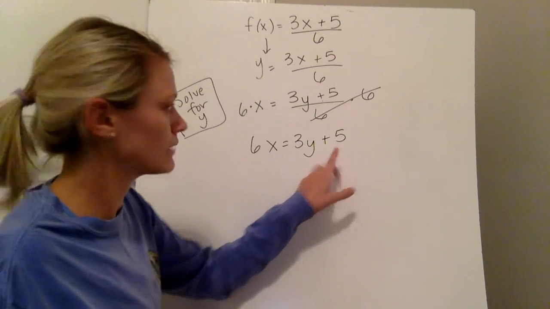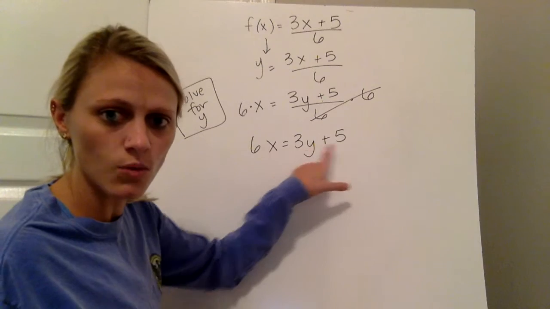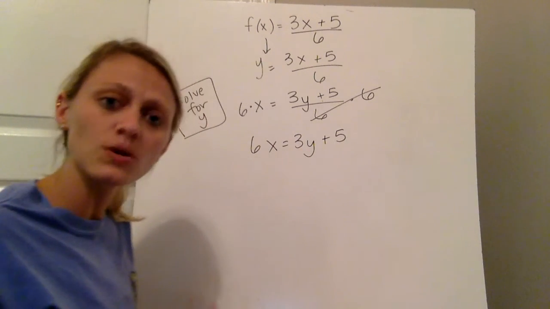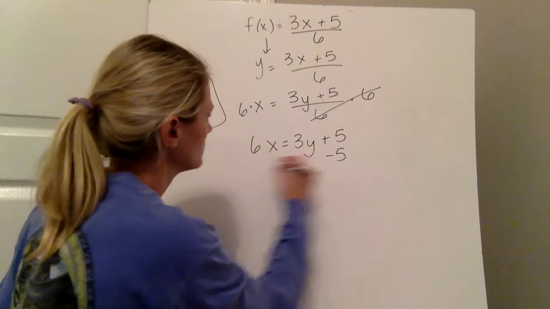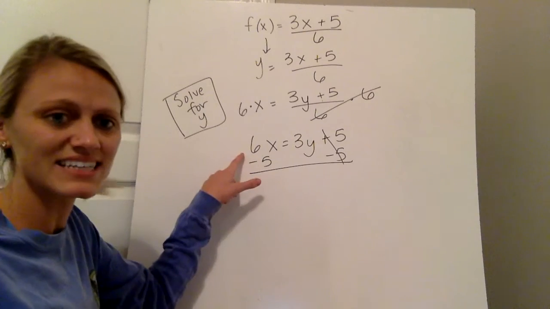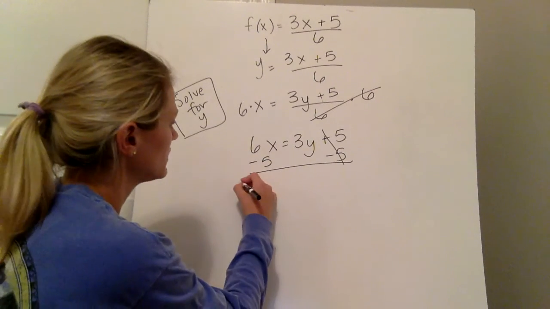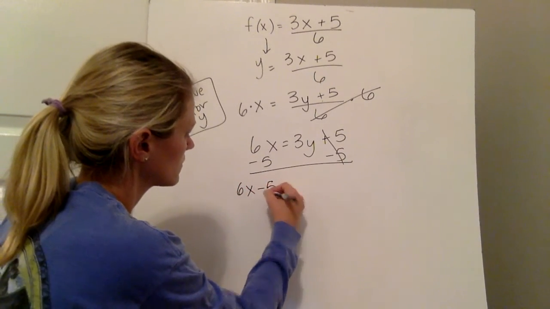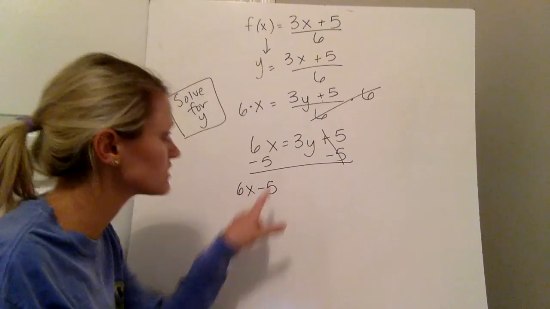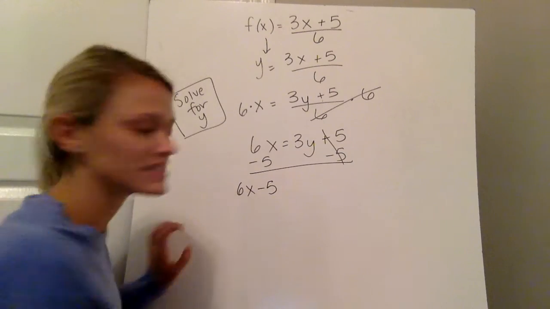Now we're going to look at this 5, similar to what we did in the last example. It's furthest away. The 3 is right next to the y, so I'm going to go with this 5. It's being added, so to undo that addition, we do the opposite, which is subtraction. Subtract 5 from each side. I've got 6x minus 5 over here. Remember, you cannot combine 6x minus 5. They aren't like terms. This 5 doesn't have an x, so it's got to come down by itself.